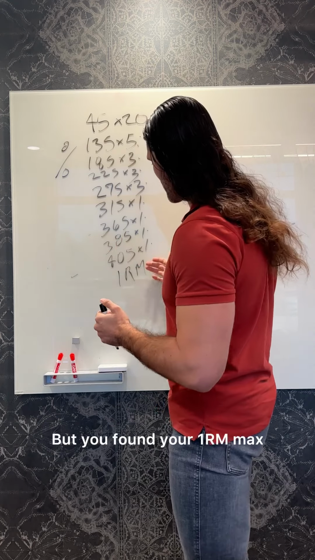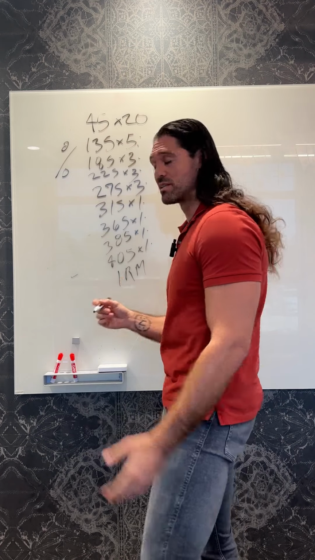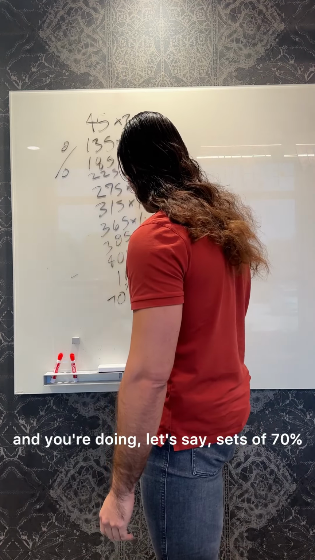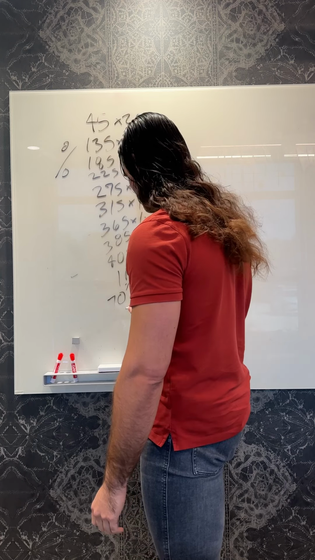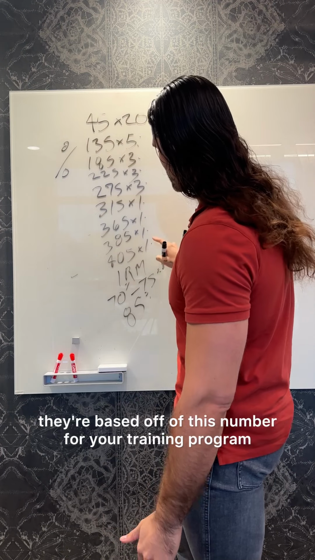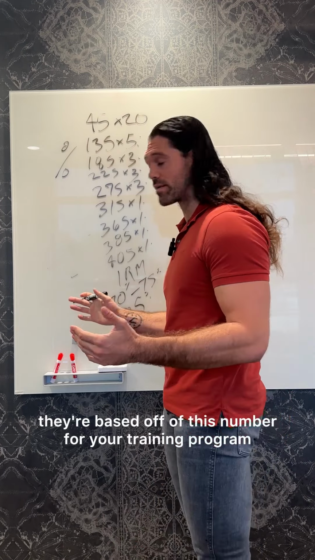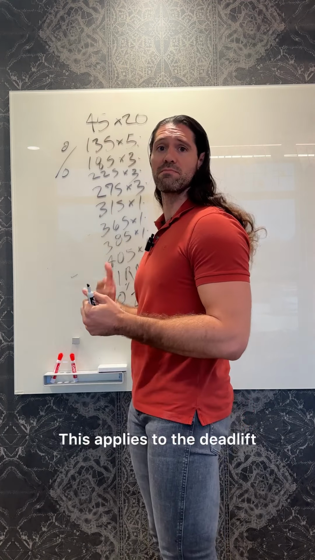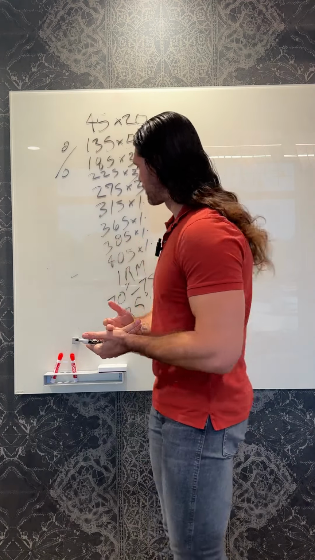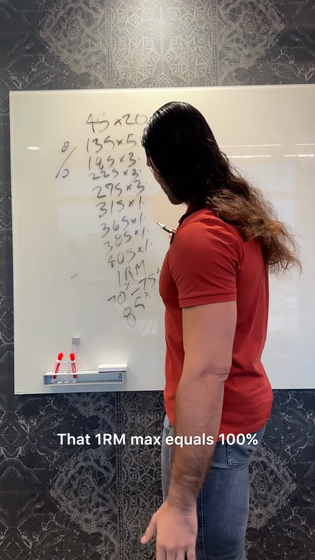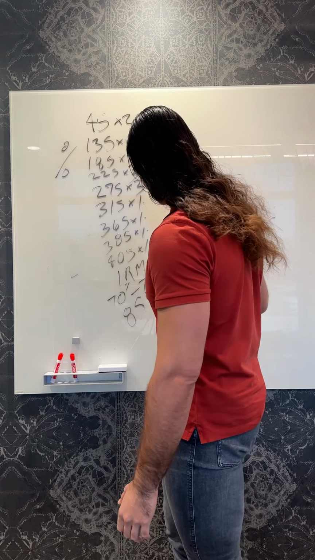But you found your 1 rep max, and now when you do your programming, and you're doing, let's say, sets at 70% or 75% or 85%, whatever the case may be, they're based off of this number for your training program. And this applies to every lift. This applies to the bench press. This applies to the deadlift. It applies to all your barbell lifts. You figure out your 1 RM. That 1 rep max equals 100%.